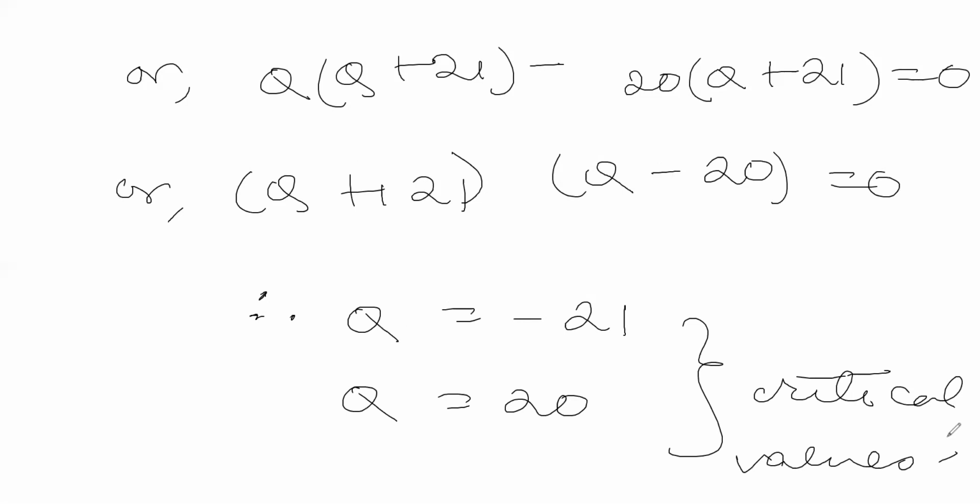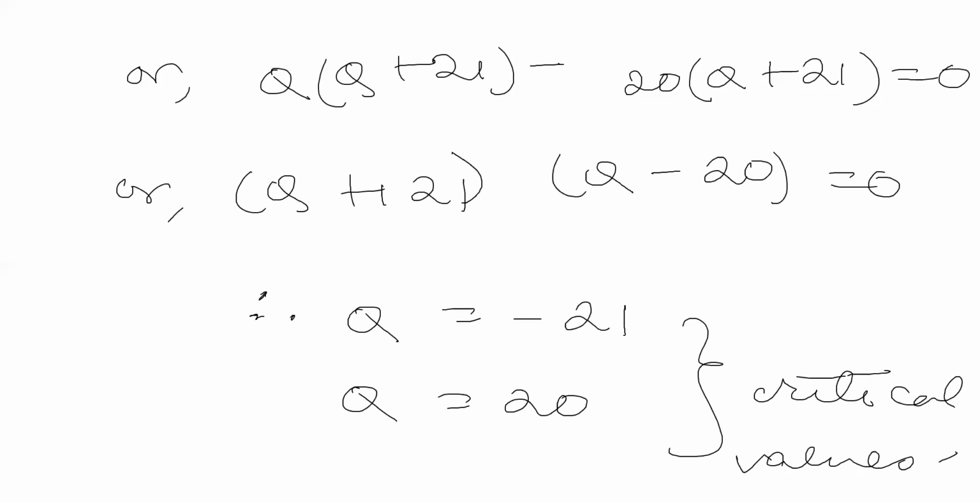Now this is the first time we are getting two different critical values. Obviously the reason is we have a quadratic equation over here, so we'll be getting two different critical values, but this is a new case for us. We haven't seen two critical values so far. Now in such a situation, how do we decide which quantity is actually maximizing the profit?